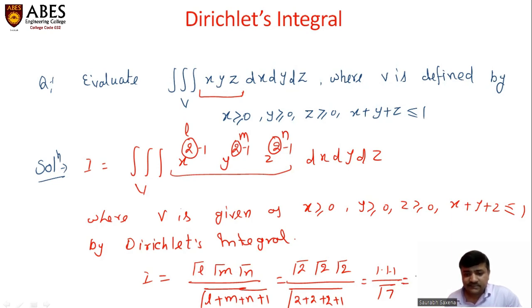And the value of factorial 6 is 720. So this is our answer, 1 by 720. Let's take the second example.